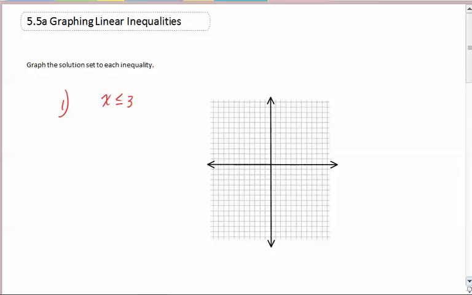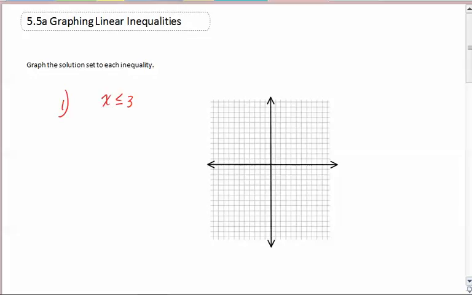Let's see here. I guess the only way we'd not have an infinite number is if it were a system of inequalities, which we'll look at in a little bit, and that would be a very rare occasion that a system of inequalities would actually not have an infinite number of solutions. So we're going to take a look at x less than or equal to 3.